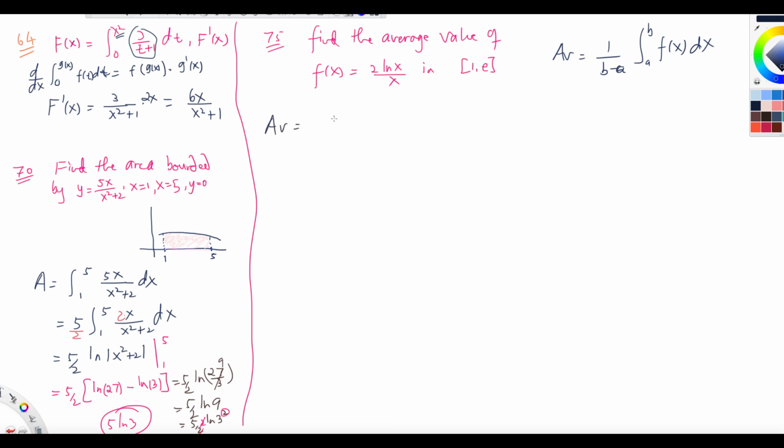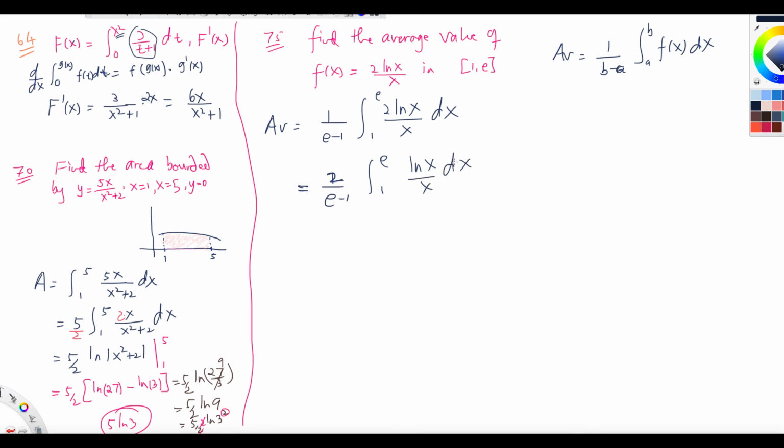Then the average is equal to 1 over (e minus 1), that is b minus a, and then the integral from 1 to e of 2 natural log of x over x dx, right? So how do I do that? 1 over e minus 1. e is a number between 2 and 3, right? Its value is like 2.71. And then let me pull that 2 out, so it will be 2 over that, and then the integral from 1 to e of natural log of x over x dx.